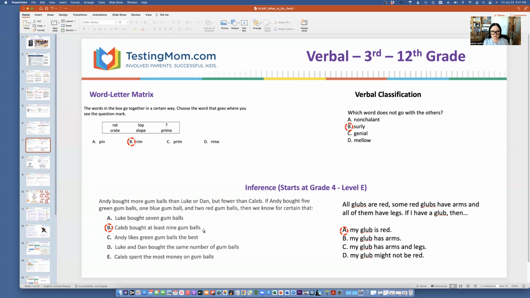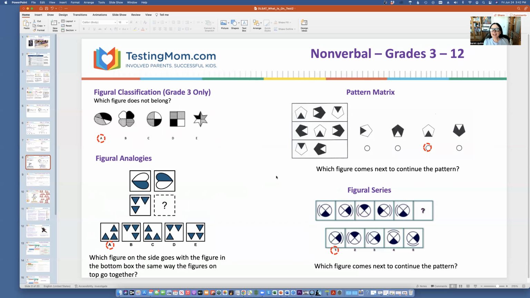because Andy had fewer than Caleb. All right, and then here's another one you can read on your own, but these are kind of fun and difficult, these inference questions, if you ask me. Okay, and then these are the nonverbal types of questions that are on the test.